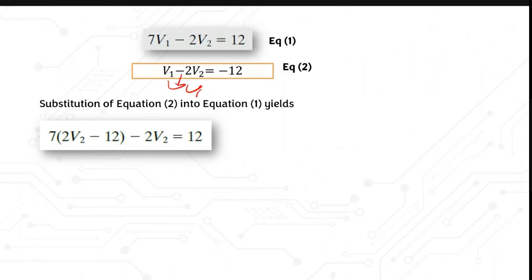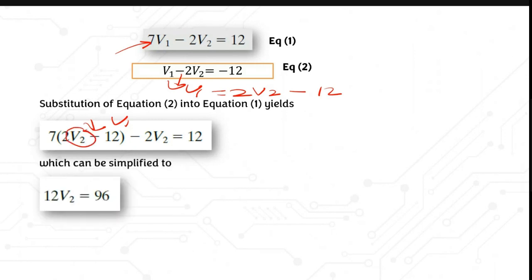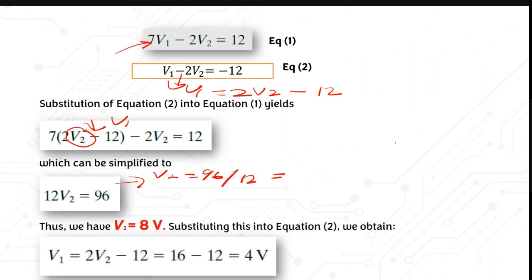V1 is equal to 2V2 minus 12 here. So this one is actually V1. Just substitute inside this equation 1 so that you can solve for V2. You simplify, and then you have V2 equal to 96 over 12. So you have it as 8 volts.